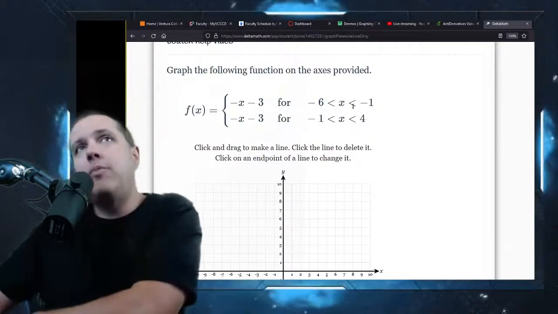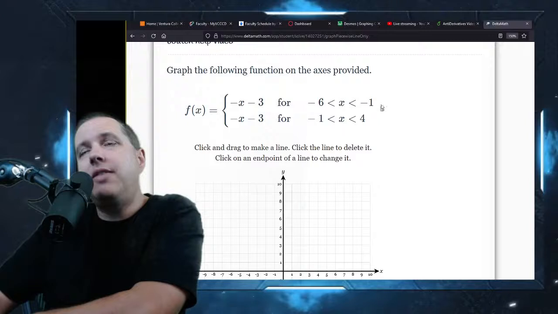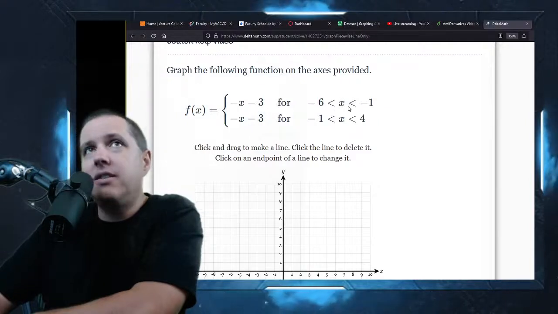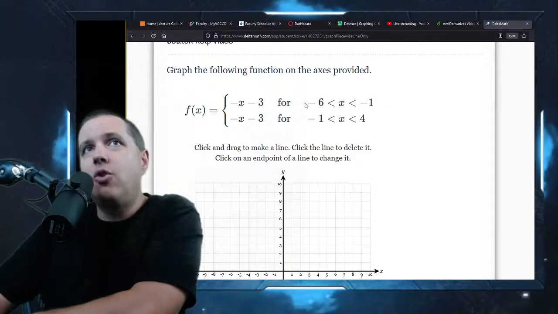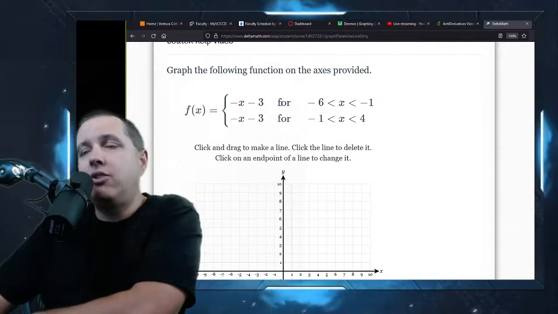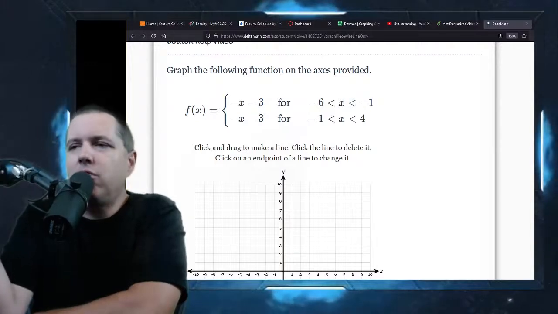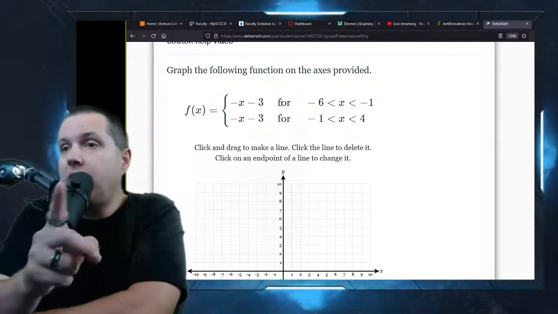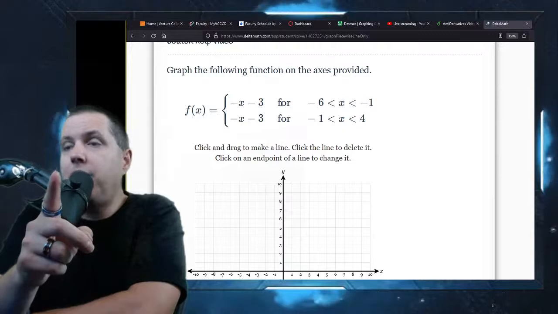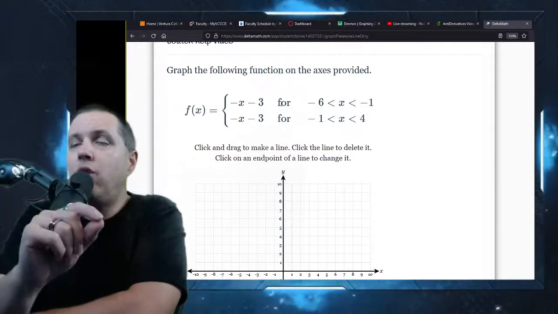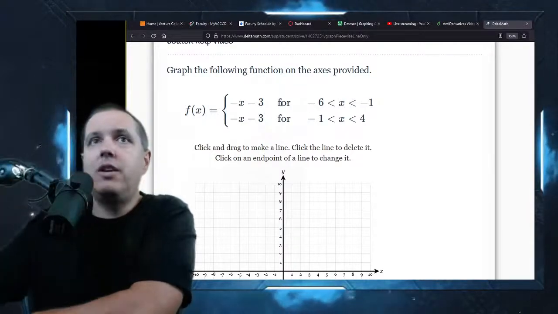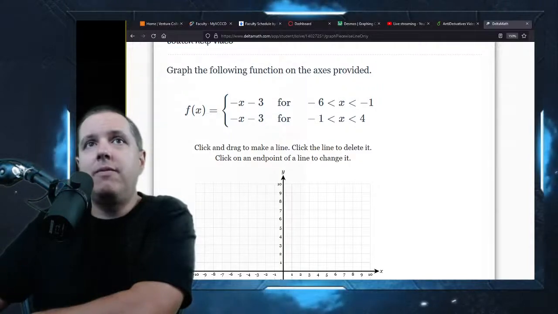Remember, the right side is telling you where that graph exists. So we only want it to exist over those areas. This says we have the graph -x minus 3. Let's think about that for a minute. What would the graph of -x minus 3 look like? Well, that's in y equals mx plus b form, where m is -1 and b is -3. So we go over to -3. That would be our intercept.